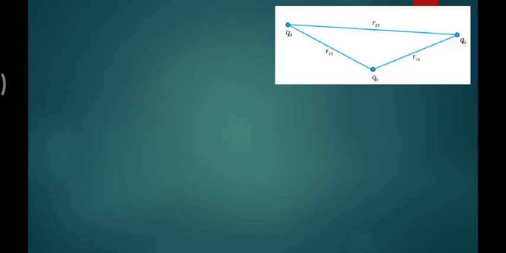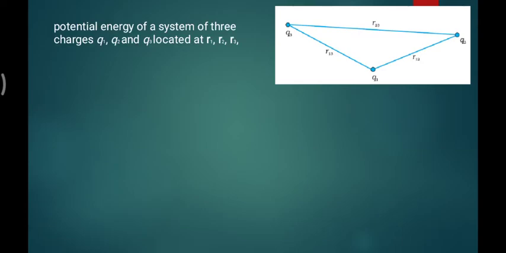Okay, so now we are extending our discussion from the two-body system to the three-body system. Now you have Q1, Q2 and Q3. You can see the respective distances: between Q1 and Q2 it is R12, between Q2 and Q3 it is R23, and between Q1 and Q3 it is R13. You can understand this, and it is also represented in this slide. So now onwards, the potential energy of the system of Q1, Q2, Q3, with respect to the distances R12, R23, R13.